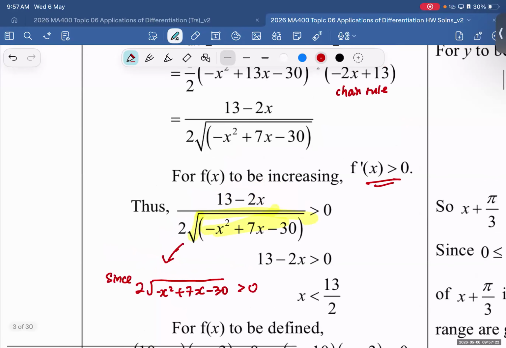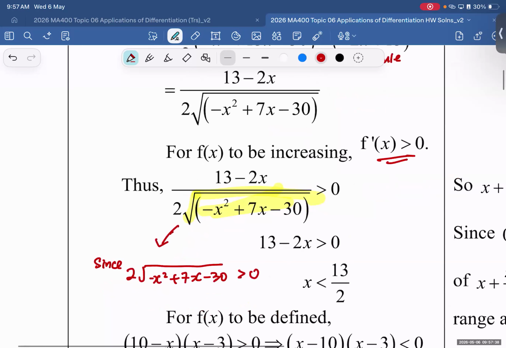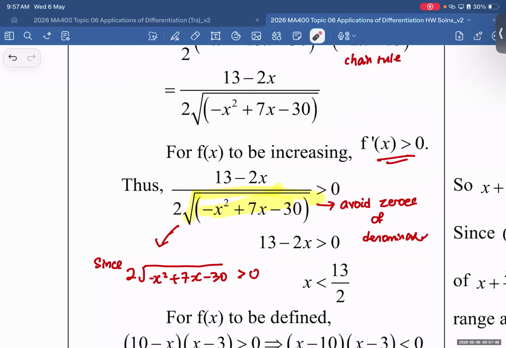Can this be 0? Just now Loy was asking, can this be 0? Now on the denominator side, I look at this. Can this be 0? Why not? Yes. Okay, we always avoid the zeros of a denominator. That's the lesson. So what does it bring me down to? It's just 13 minus 2x more than 0. And x is less than 13 over 2. This is the first constraint.